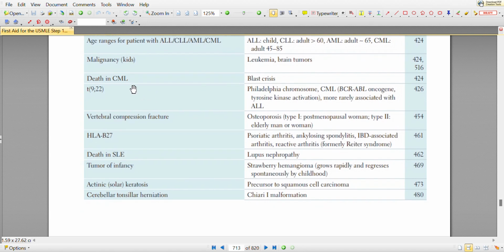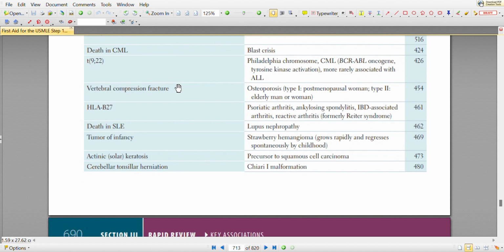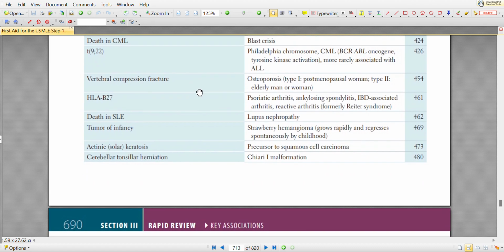Death in CML is commonly associated with blast crisis. For chromosomal translocation 9;22, commonly associated with the Philadelphia chromosome, CML, that is the BCR-ABL oncogene, tyrosine kinase activation. More rarely associated with ALL. Vertebral compression fracture is commonly associated with osteoporosis. Type 1 osteoporosis is for postmenopausal women, type 2 osteoporosis for elderly men or women.